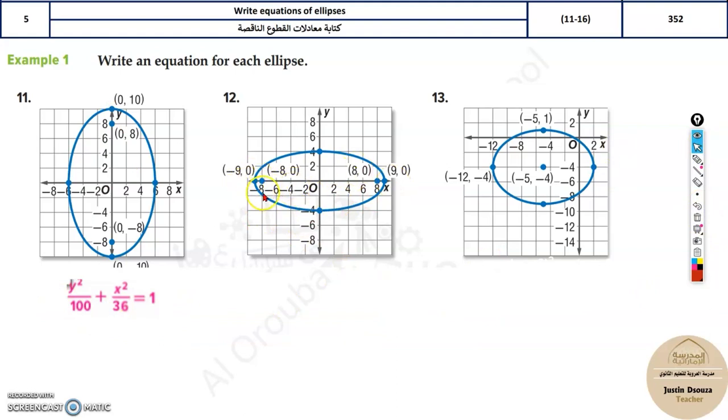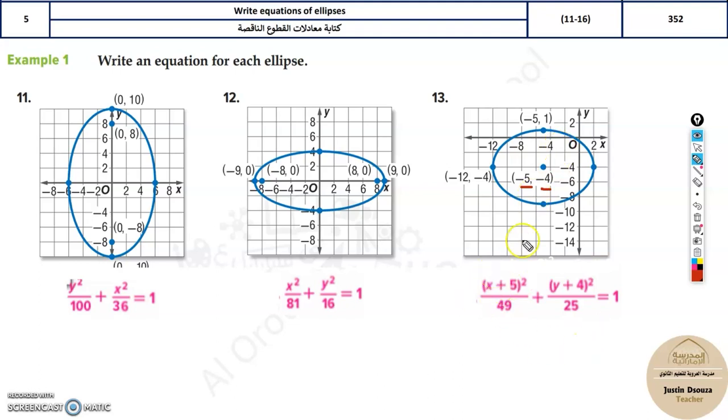Over here, it is a horizontal orientation. It goes from minus 9, 0 to 9, 0. The a value is 9, so it will be 9 square, 81. And the minor axis is 4 square, 16. Okay. Over here now, the center is not the same. Count the center. It is minus 5, minus 4. So x is at minus 5, y is at minus 4.